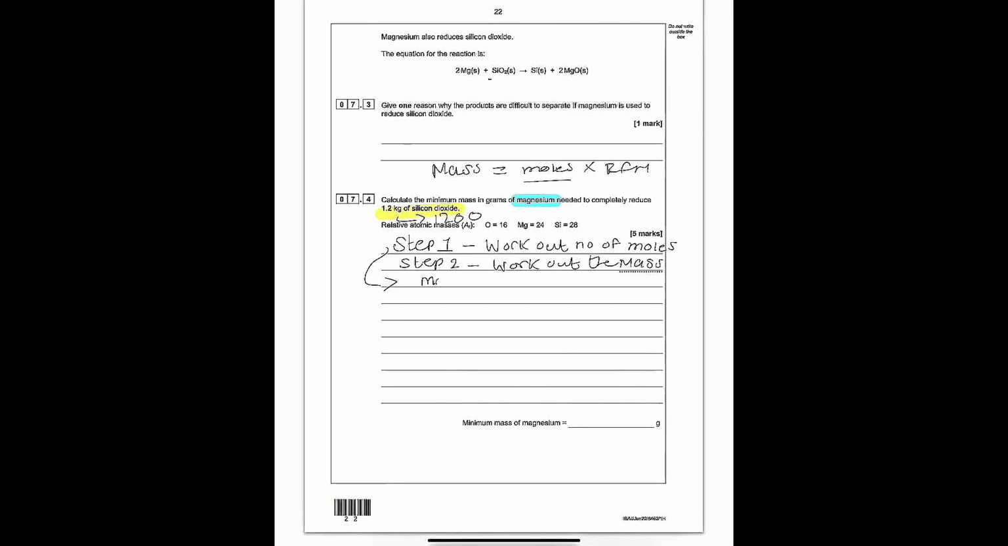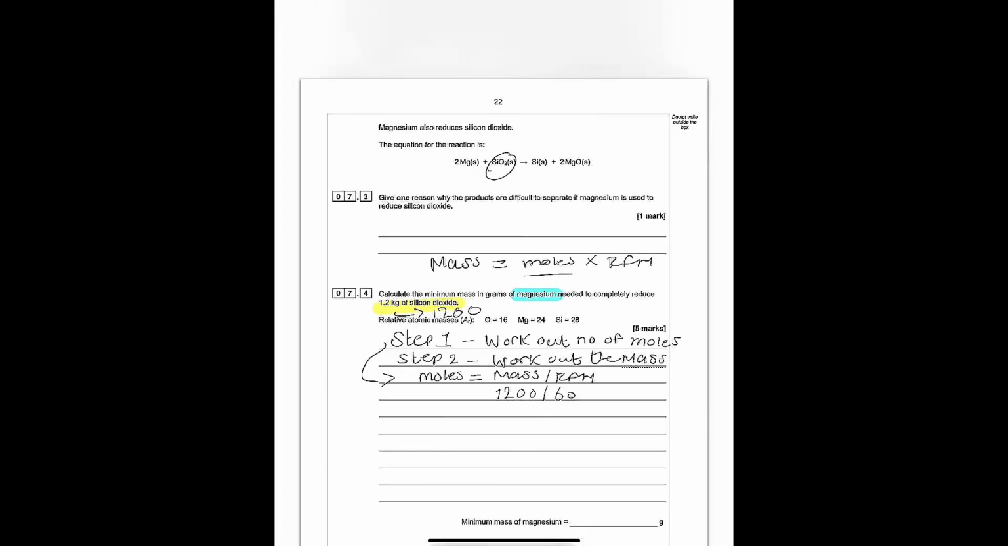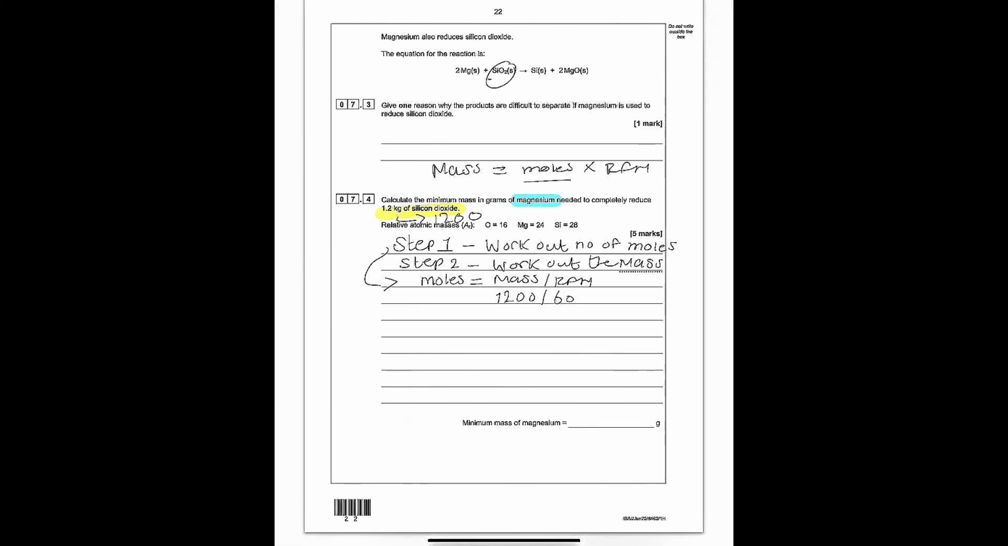So moles equals the mass divided by the RFM of silicon dioxide. So we're going to do 1,200 divided by 60. That is the RFM of silicon dioxide, which I'm going to circle now in the equation that you can see over here. Okay. You should know how to work out the relative formula mass when you do reacting masses. So we do 1,200 divided by 60, and that is going to give me 20 moles.